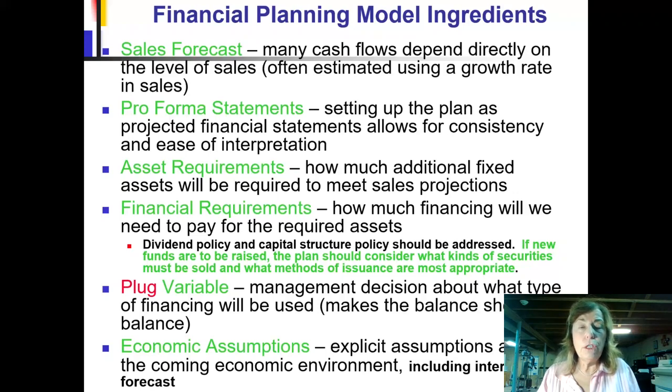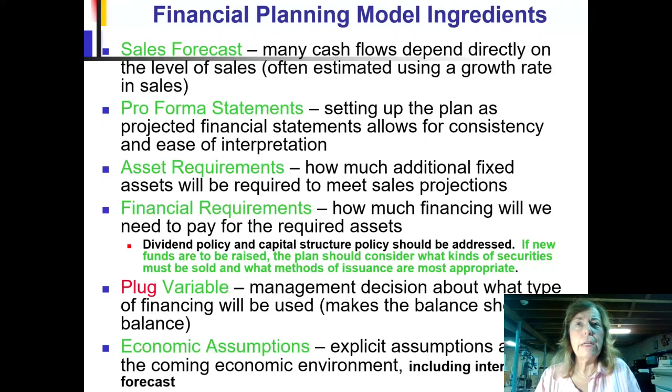The next thing we'll do after we have our level of sales is come up with what we call pro forma statements. These are setting up the plan as projected financial statements for consistency and ease of interpretation. You've done stuff like this before when you have done DCFs and you have forecasted free cash flow. Well, now we're actually going to forecast items on the income statement and balance sheet.